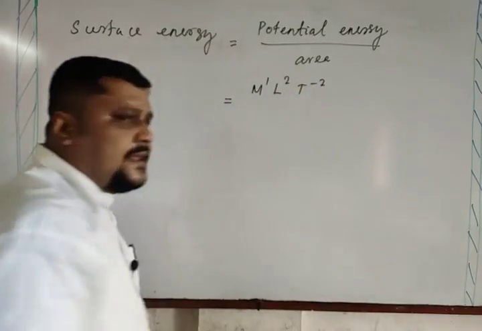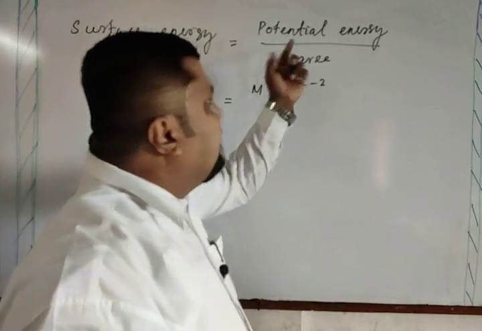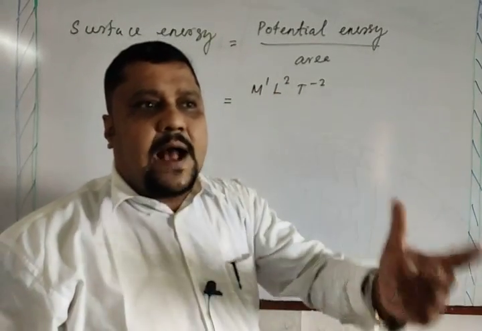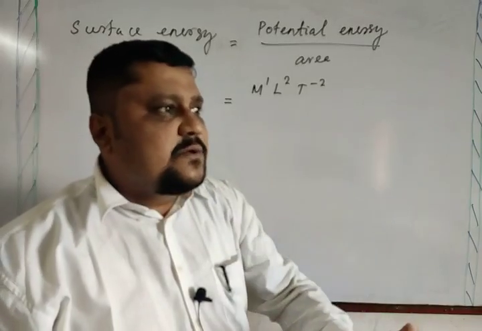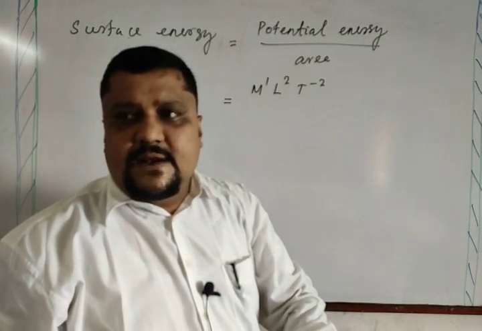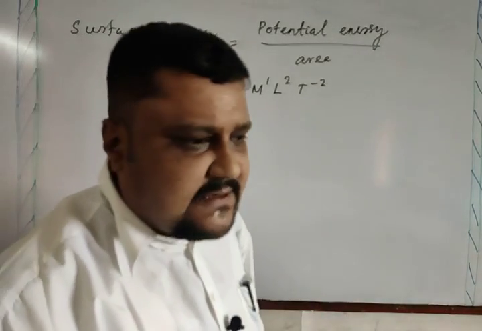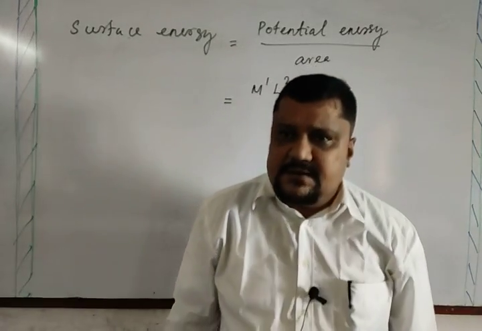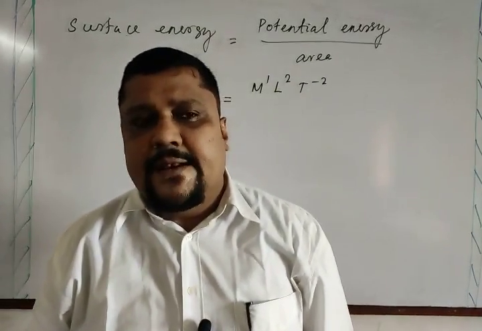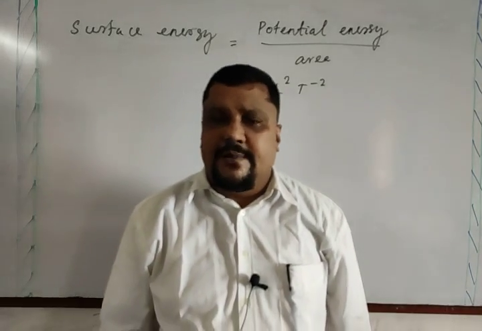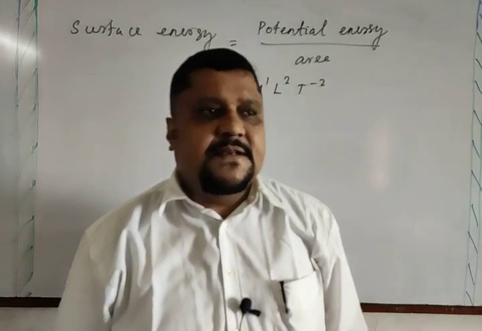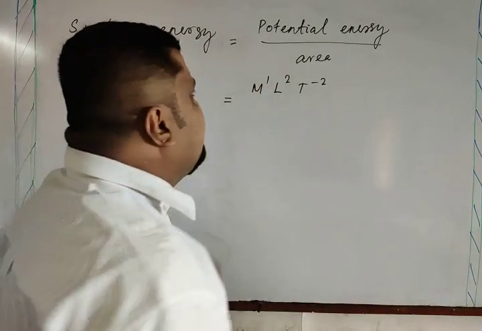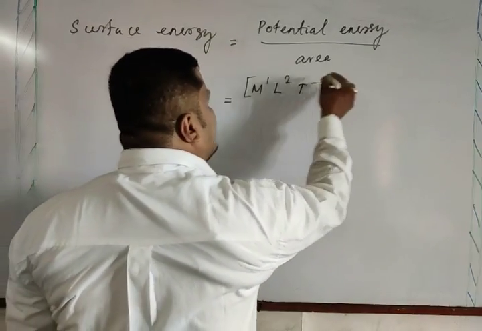I am not going into detail. If you want to find it, the potential energy is equal to mass into acceleration due to gravity into height, and the acceleration due to gravity is not a fundamental physical quantity. For that you go for the change in velocity by time, and the velocity is again not fundamental, it is displacement by time. Accordingly you will calculate the dimensional formula. Already you have derived that.